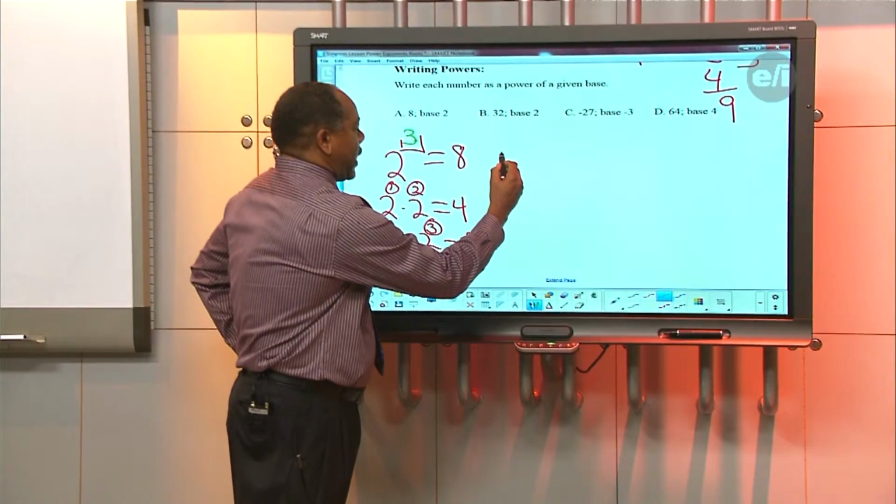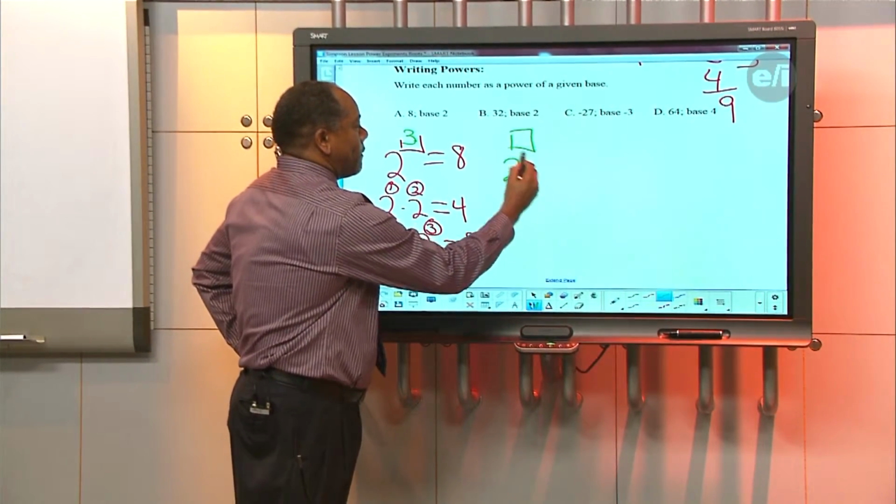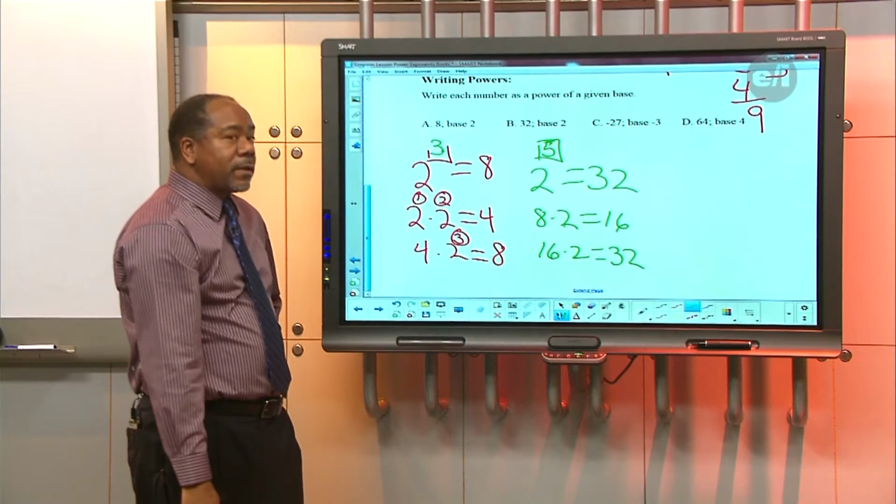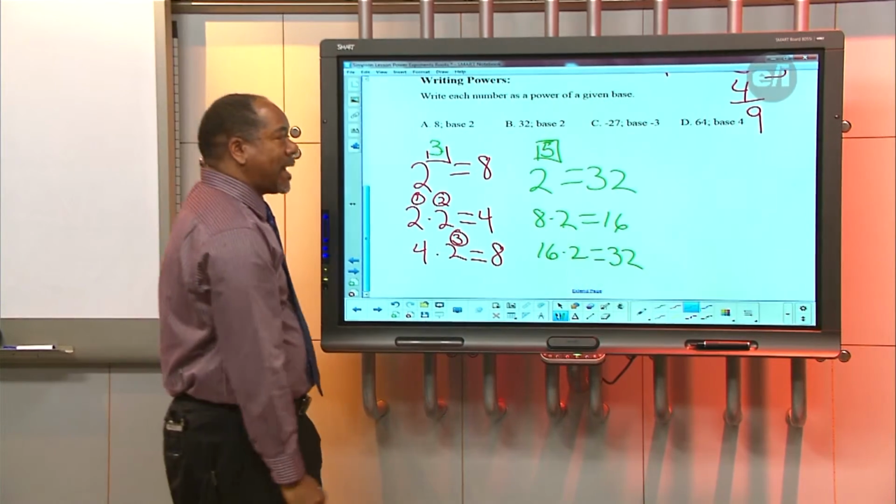This time, my base is 2 still, and I know my answer is 32. What will that exponent be? I know 2 cubed is going to be 8. So if I do another 8 times another 2, that's going to give me 16. If I multiply 16 by another 2, that's going to give me 32. And I've got 3 plus 1 more is 4, plus 1 more is 5.